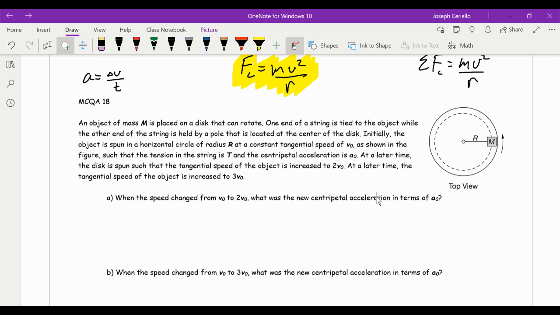So give this question a quick read and then I'll do it. It's saying when the speed is changed from v naught to 2v naught, what is the new centripetal acceleration in terms of a naught? Well, my equation is a naught equals v naught squared over r. I can make it a capital R, but it doesn't really matter.